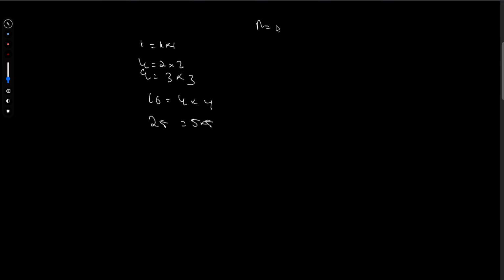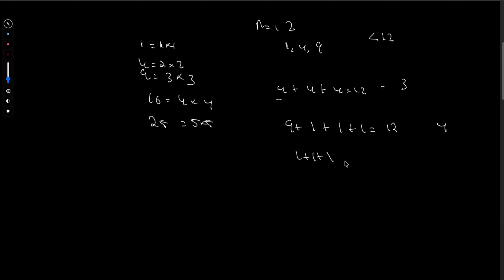if n is equal to 12, the perfect squares are 1, 4, 9. Perfect squares less than 12: 4 plus 4 plus 4 is 12, so there are three numbers. 9 plus 1 plus 1 plus 1 is 12, so there are four numbers. 1 plus 1 plus 1 and so on, plus 1, so there are 12 numbers.